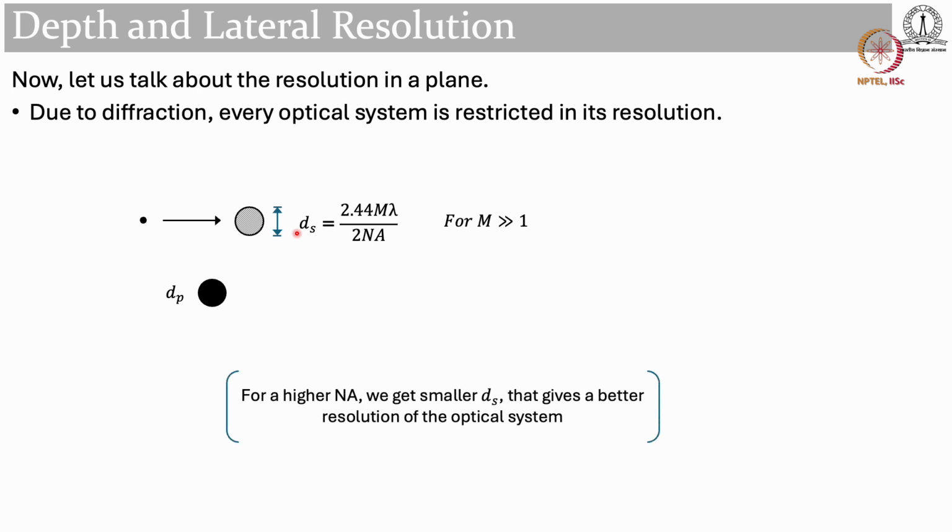From this formulation you can see that if you have a higher numerical aperture, you will get a small value of ds, this diameter, and that will definitely give you a better resolution in the single plane. Suppose we have this dp, and if we are seeing this dp in our optical system, we will see something larger than dp, but we want to minimize that ds for that dp, to get better or more accurate data. So you can change the numerical aperture to reduce this ds.